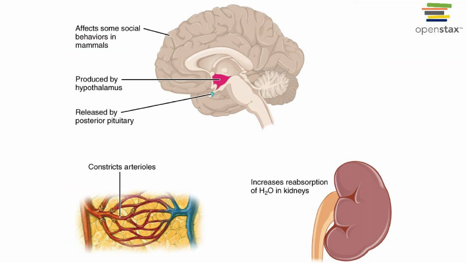Antidiuretic hormone travels through the bloodstream to target cells in the kidneys and in arterioles. Antidiuretic hormone stimulates vasoconstriction by causing smooth muscle in blood vessel walls to contract. This increases blood pressure. For this reason, antidiuretic hormone is also known as vasopressin. The name antidiuretic hormone reflects its action in the kidneys, where it reduces urine volume by increasing water reabsorption.